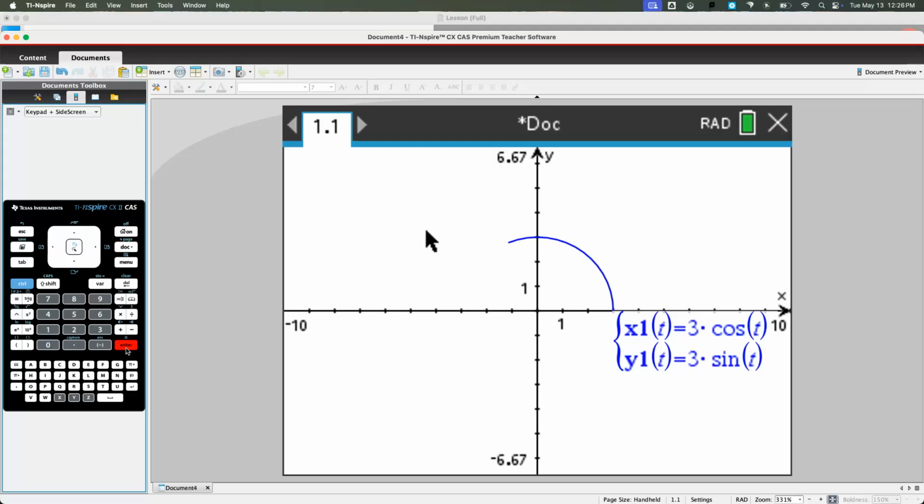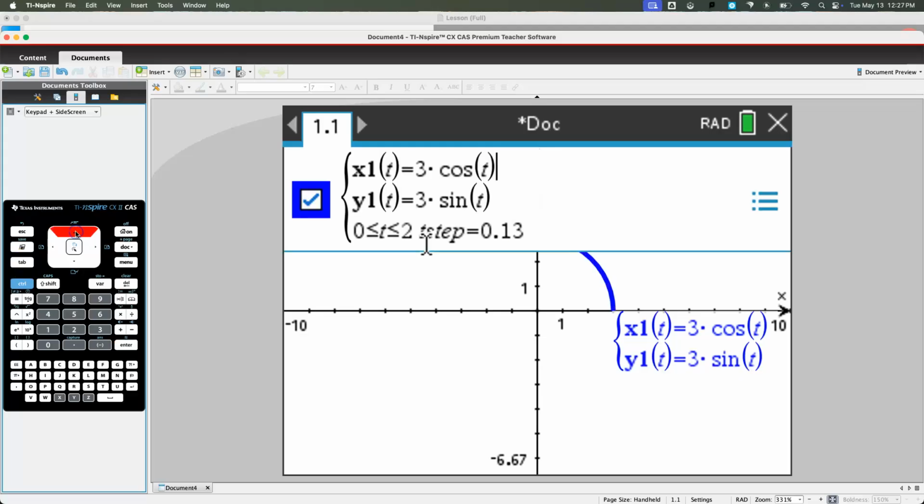Okay. So if I don't go to 2 pi, why is 2 pi so magical? Because it's a full rotation around the unit circle, right? Okay. So 2 pi is magical, full rotation. So if I don't go to at least 6.28, it's not going to go all the way around the circle. Okay. What happens if I go more than 2 pi?